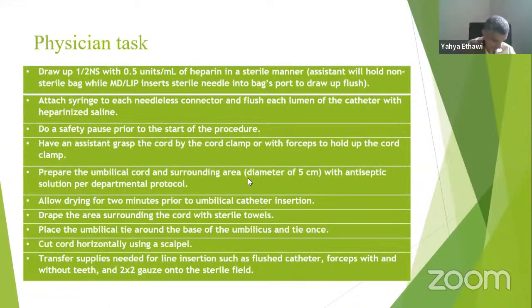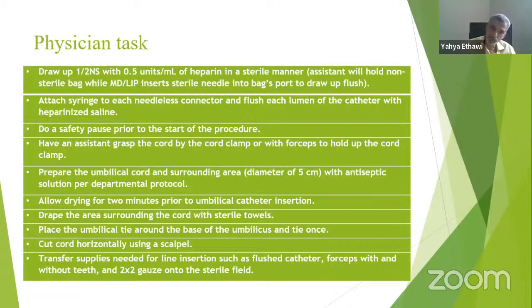Physician task. Draw up half normal saline with 0.5 units per ml of heparin in a sterile manner. Assistant will hold the non-sterile bag while the MD or LP inserts the sterile needle into the bag to draw up the flush. Attach a syringe to each needleless connector and flush each lumen of the catheter with heparinized saline. Do a safety pause prior to the start.